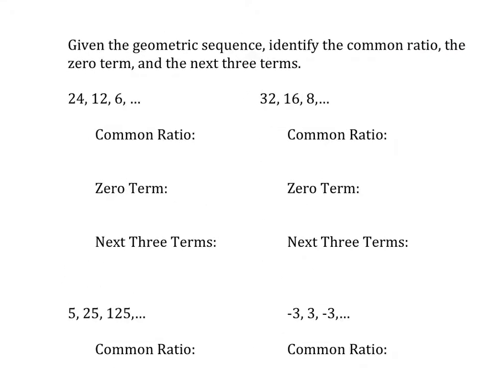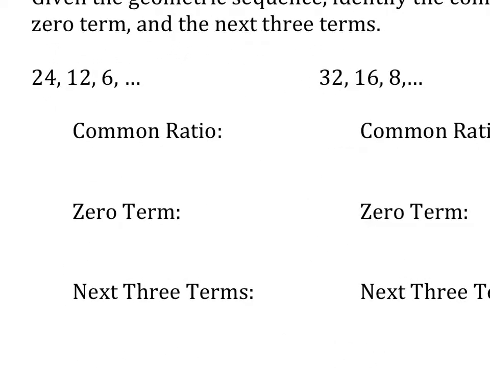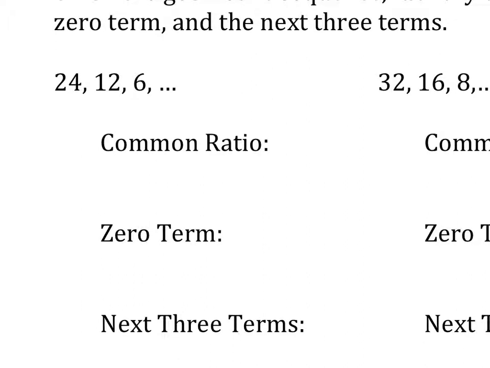Given these sequences, identify the common ratio, the zero term, and the next three terms. All right, well, to get from 24 to 12, let's see what we do. We do 12 divided by 24. Okay, that can simplify to 1/2, right? Because 12 goes into 24 and into 12, so we just divide the numerator and the denominator by 12. Okay, and then to get from 12 to 6, again, you multiply by 1/2 or divide by 2, so our common ratio is going to be 1/2.